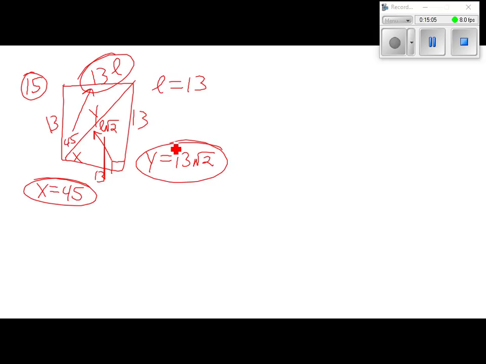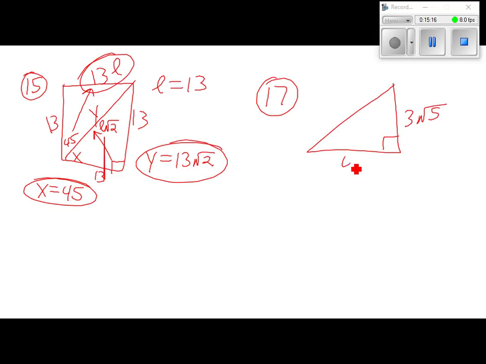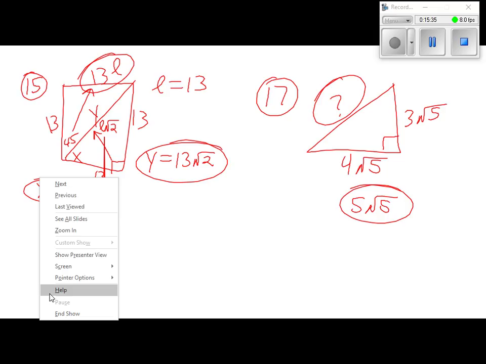17, we got 3 radical 5, we got 4 radical 5, and we're looking for that. It's a family. Which family? Radical 5. This side over here is going to be 5 radical 5. Do we even have to do the Pythagorean theorem on that one? Next question.